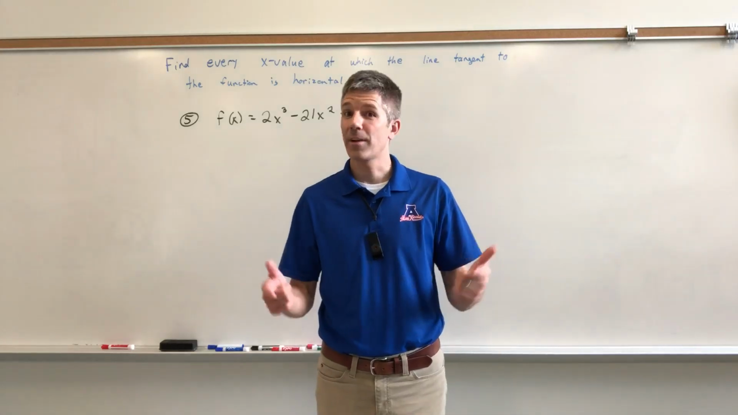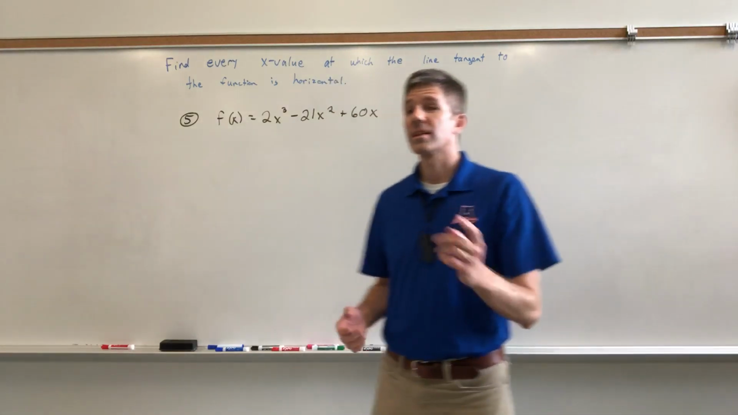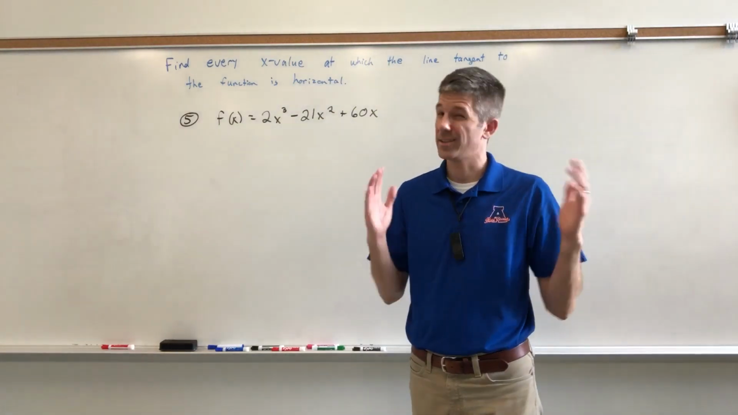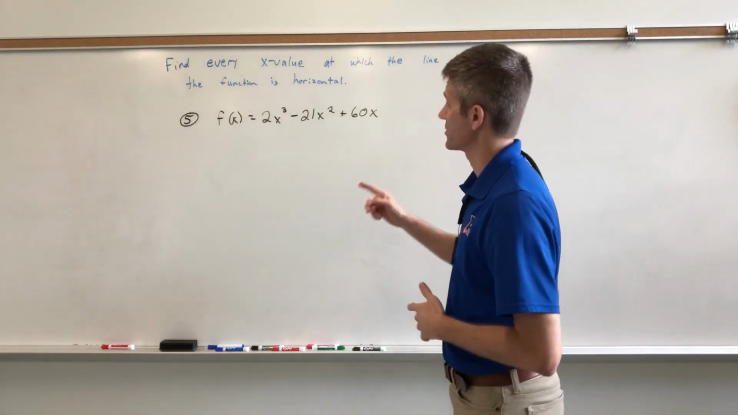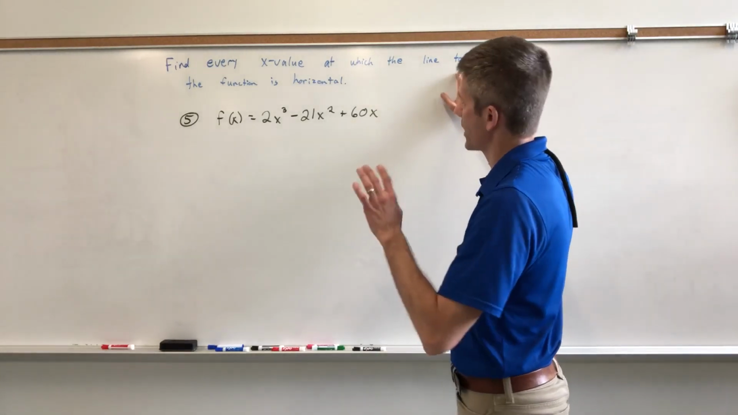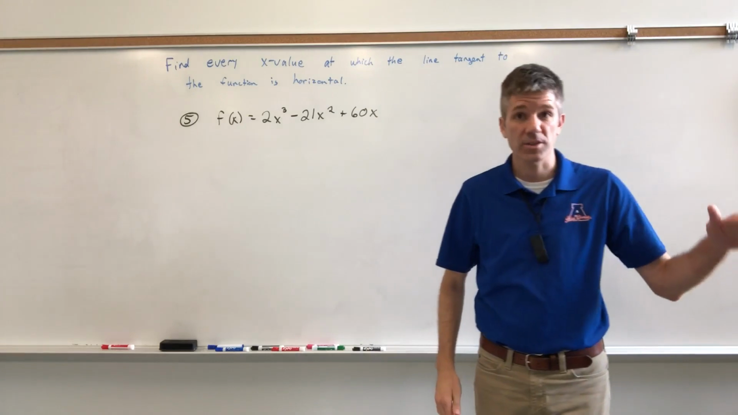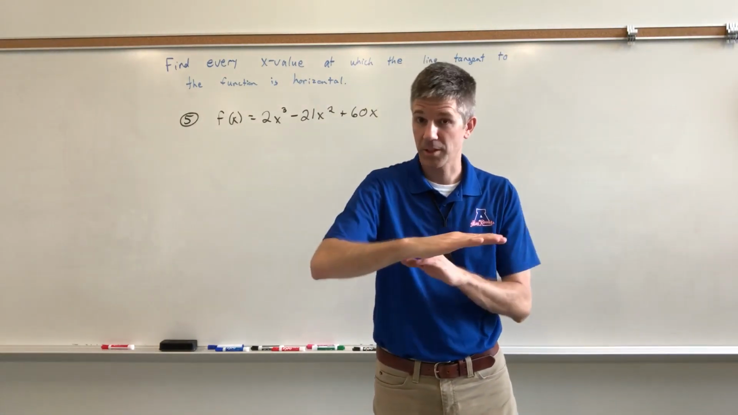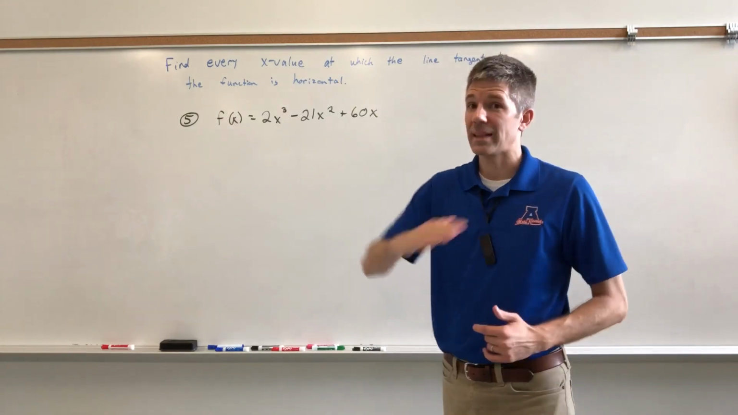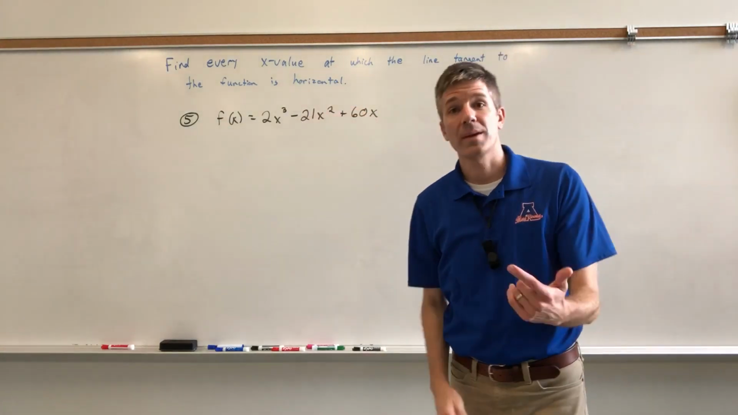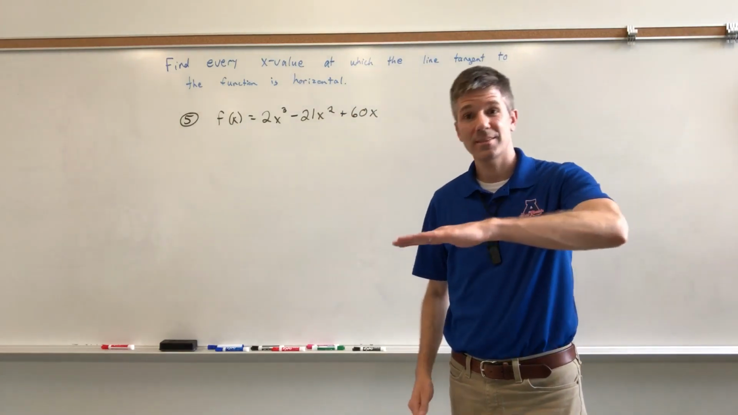Let's find every x value where the line tangent to this curve is horizontal. Okay, let's interpret that question. Find every x value, so the final answer will be x values, at which the line tangent to the curve is horizontal. A line that's tangent to a function represents the slope of that function at that particular point. And I want that line at whatever x value to be horizontal, which means the slope is 0.